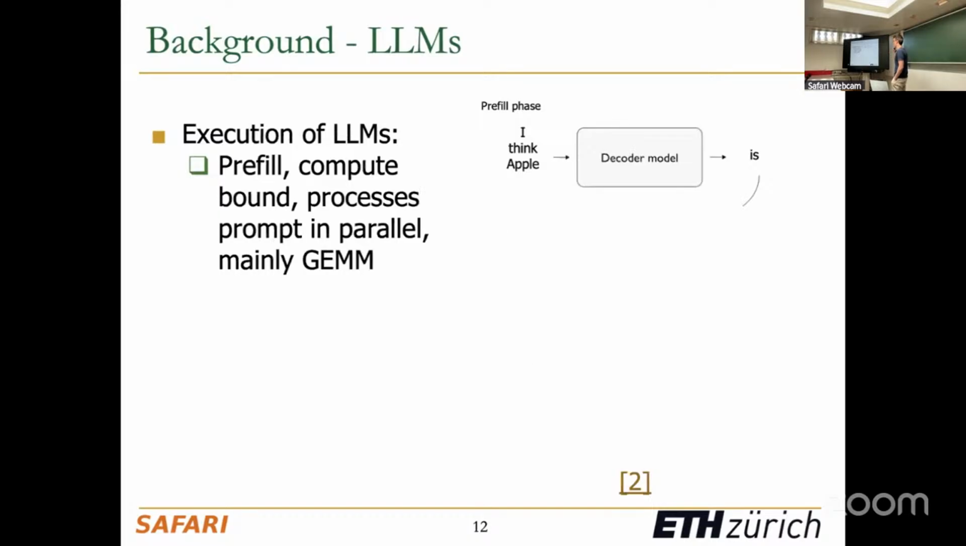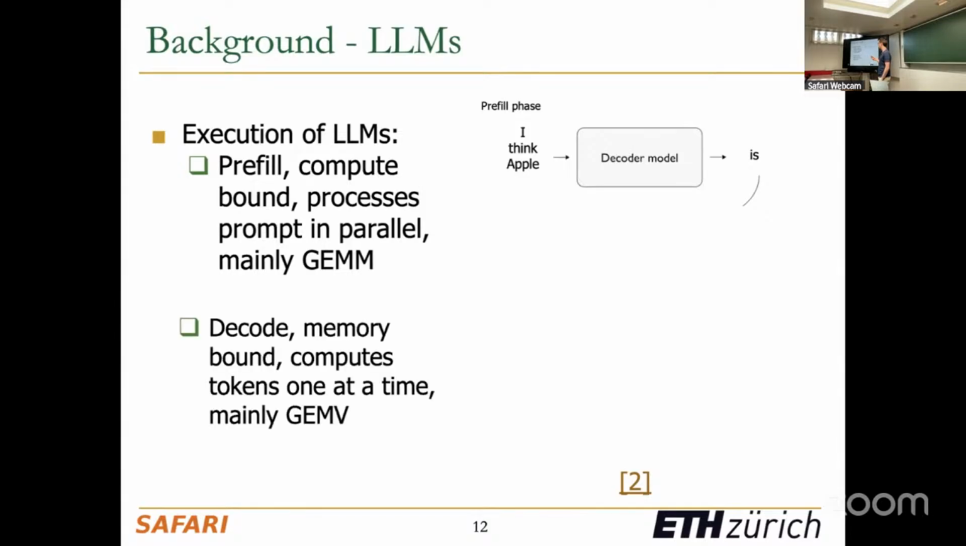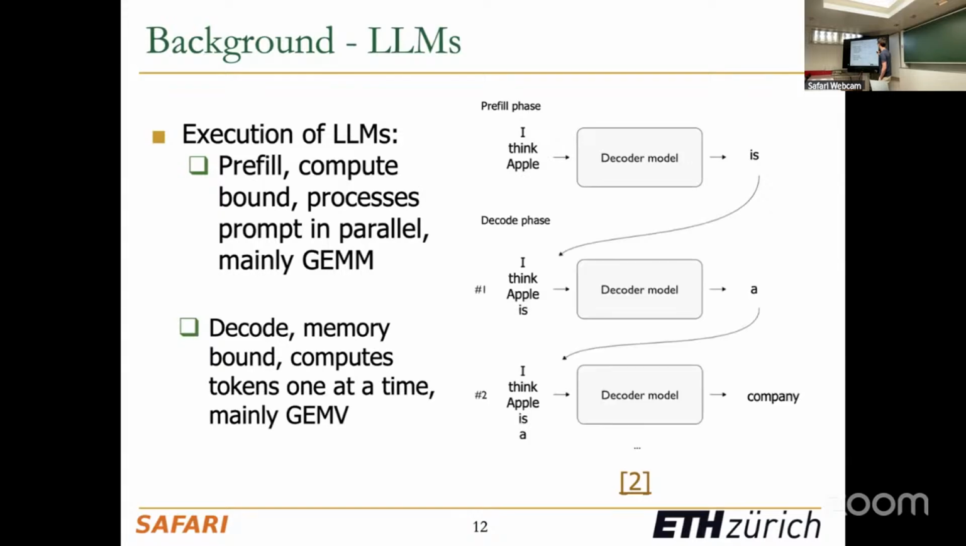All right, so because we have caching, we can split the execution of LLMs in two parts. First is prefill, where the LLM is computing the prompt. Here, for example, it will compute "I think apple" in parallel, and it will output one more token. Then there is a decode phase, which takes every time the prompt plus the generated tokens and generates one more token every time.